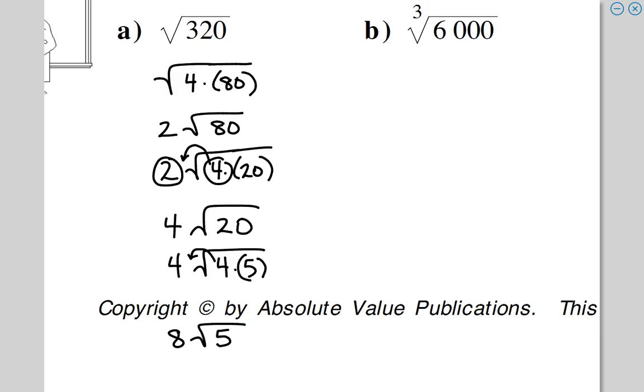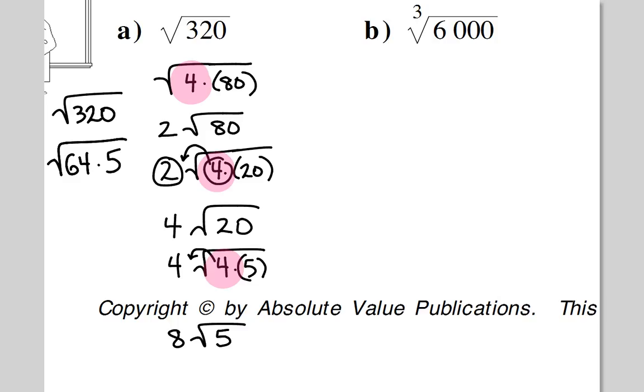Now let's look back at my work, and let's highlight the factors that we used. We used 4, 4 again, and then 4 again. One second, please. What's 4 times 4 times 4? Because we used that factor 3 times. 4 times 4 times 4 is 64. I bet you could have used 64 right off the bat. 320 is 64 times 5.